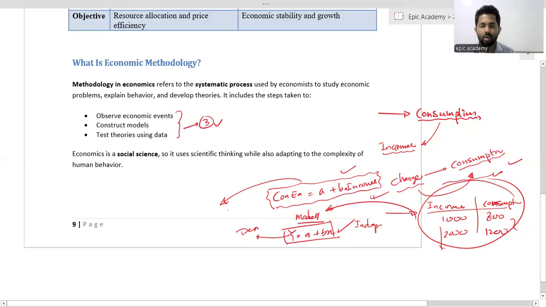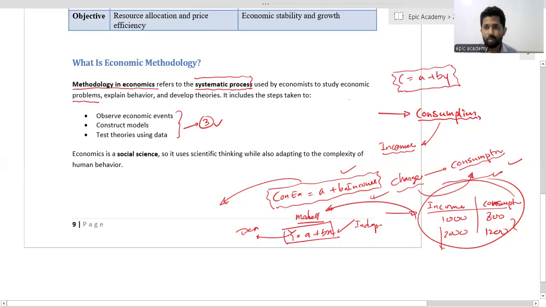As an example, the Keynesian model: C equals A plus BY. We are still going to use it. So that's the methodology. Methodology in economics refers to a systematic process. It's not a simple activity. It's a systematic process used by economists to study economic problems.